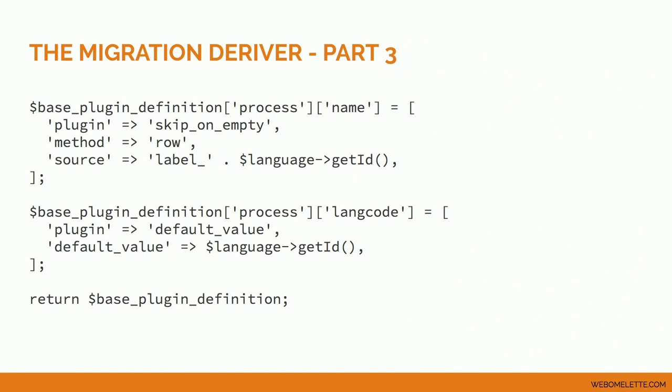So with this plugin, we say, okay, if it's empty, just skip the entire row, so that particular term will not have a translation, which is fine, right? Not everything has a translation. Had we not done that, we would have had probably broken data at some point.